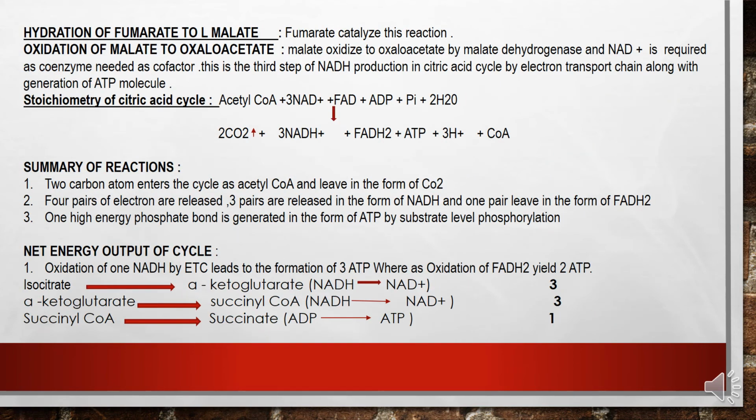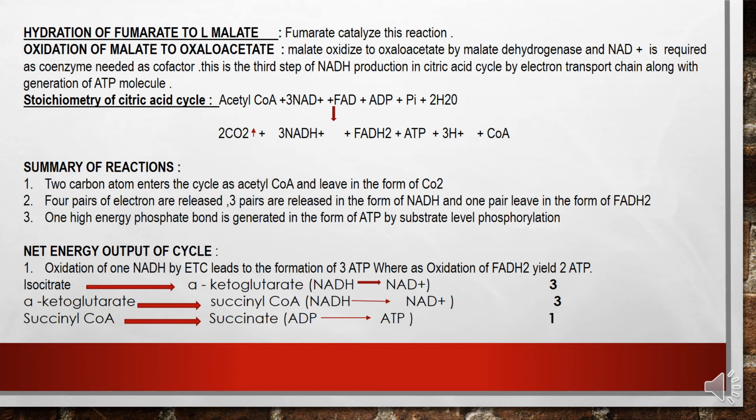Hydration of fumarate to L-malate. Fumarase catalyzes this reaction. Oxidation of malate to oxaloacetate. Malate is oxidized to oxaloacetate by malate dehydrogenase and NAD+. It is required as coenzyme, needed as cofactor. This is the third step of NADH production in the citric acid cycle, which goes to the electron transport chain along with generation of ATP molecules.